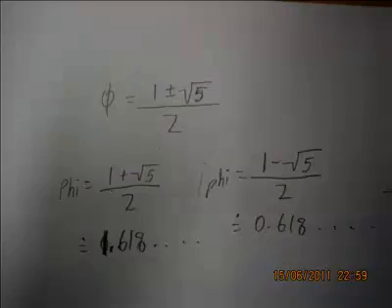The first thing you need to learn is what phi is. Phi is (1 plus or minus the square root of 5) divided by 2, and depending on if you add or subtract, you can get the small phi or the big phi, approximately 1.618 or 0.618.